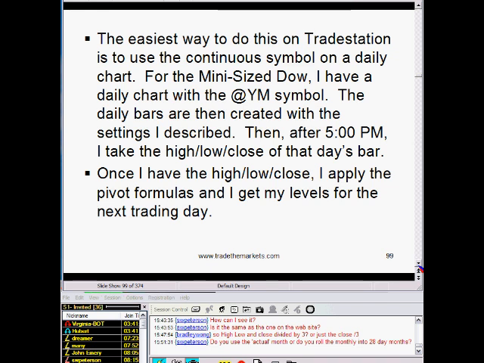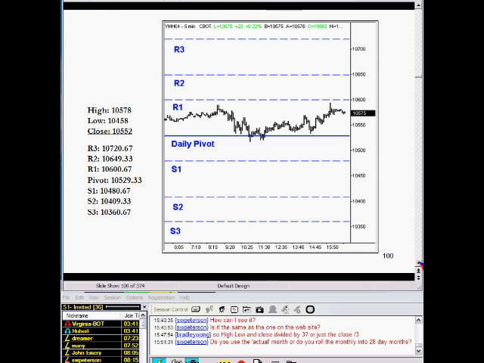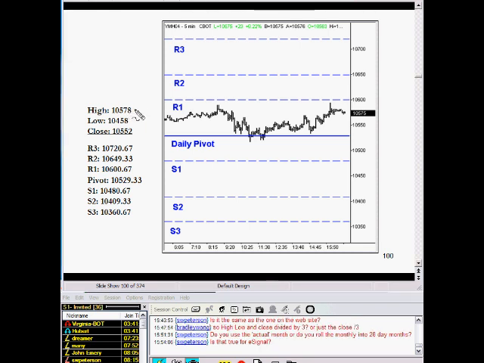So basically, once I get the correct formula, and then I get the correct high-low close, I just punch them into that pivot formula, and I get my levels for the next trading day. So for example, on this particular example, we had a high of 1078. We had a low of 1048. Sarah, that's for TradeStation.